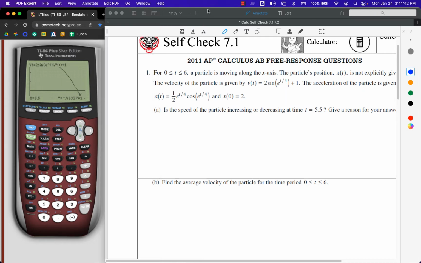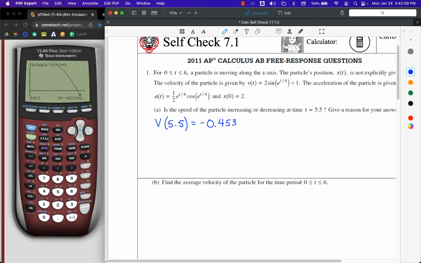So I can come back over here to my self-check and I can say, well, my velocity at 5.5, oh God, the lag is real, please computer, velocity at 5.5 is less than 0. I'll tell you exactly what it is. It's negative 0.453.